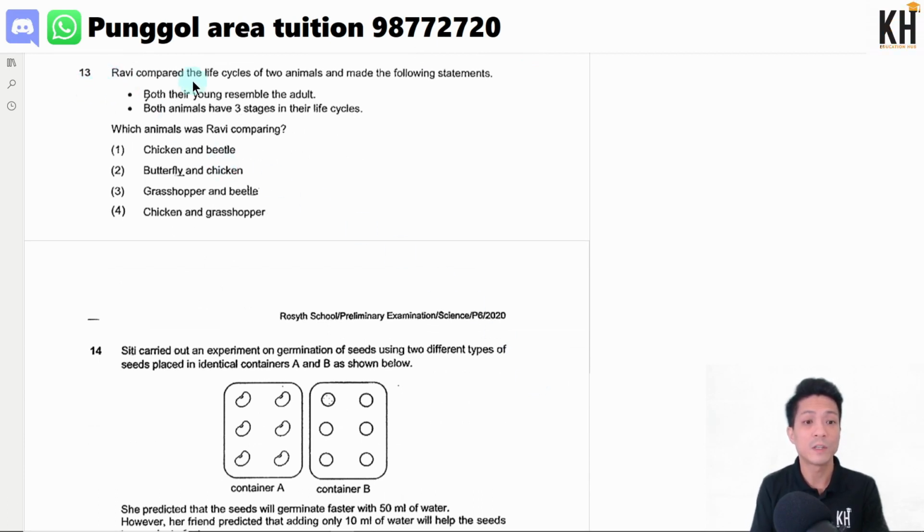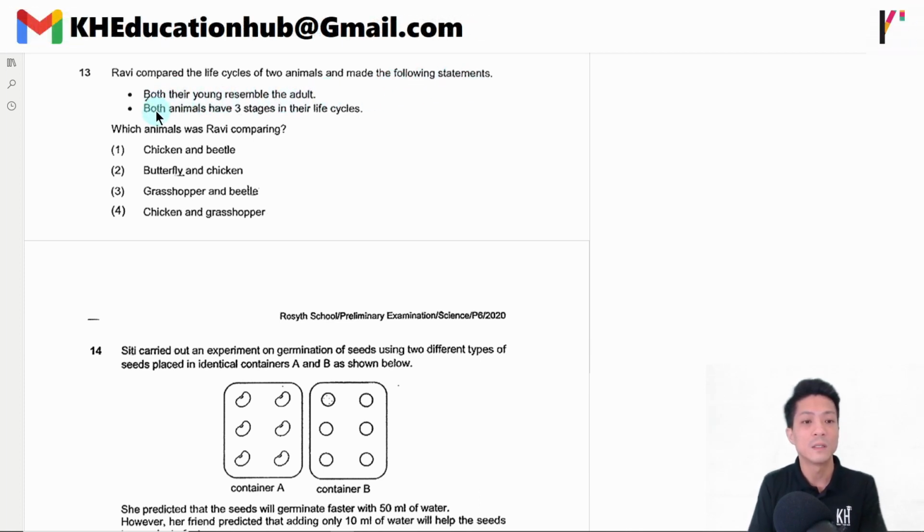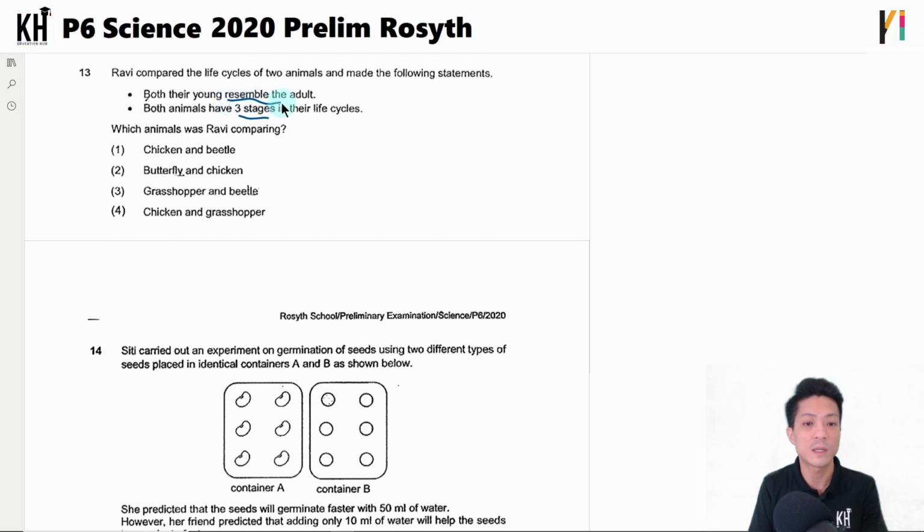Question 13. Ravi compared the life cycles of 2 animals and made the following statements. Both their young resemble the adult. Both animals have 3 stages in their life cycle. So 3 stages and resembles the adult. Which animal was Ravi comparing?